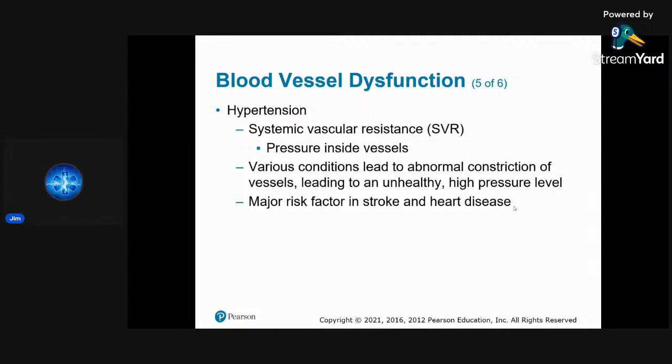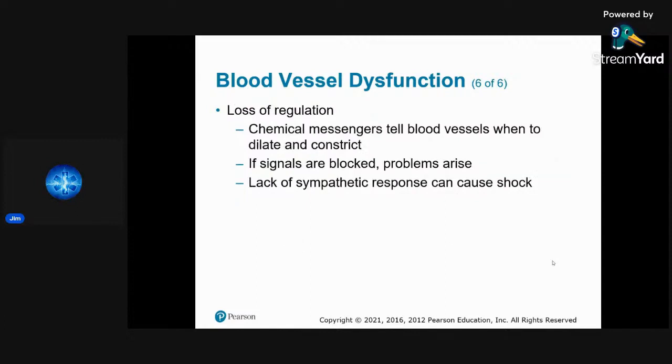Various conditions can lead to abnormal constriction of vessels, leading to unhealthy high blood pressures. There are some conditions, like, for example, smoking, that can cause this. Chronic smokers, other diseases can cause this. And when this happens, it's a major risk factor in stroke and heart disease.